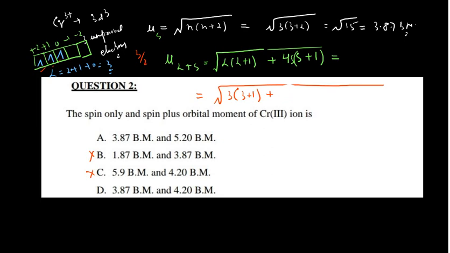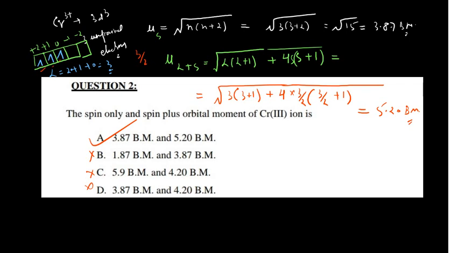So you can write 4 into 3 by 2 and 3 by 2 plus 1. I am not going to solve the mathematical steps. If you solve this, it will give you a value somewhere around 5.20 Bohr magneton. You can check the options 3.87 and 5.20. So option A is looking like the correct option, so you can mark this one, and this is the wrong one.